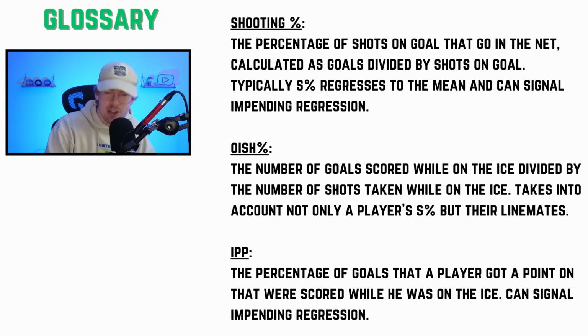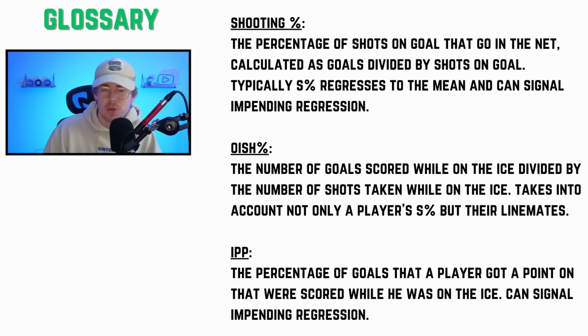I've covered this in other videos, but just to give you a little bit of a refresher, these are some of the advanced stats that I'm talking about. Obviously, I talk about deployment, which is a player's ice time, what power play unit they're on. That is very important when we're talking about sell high and buy low players, of course. But the three others that I talk about are shooting percentage, on-ice shooting percentage, and IPP.